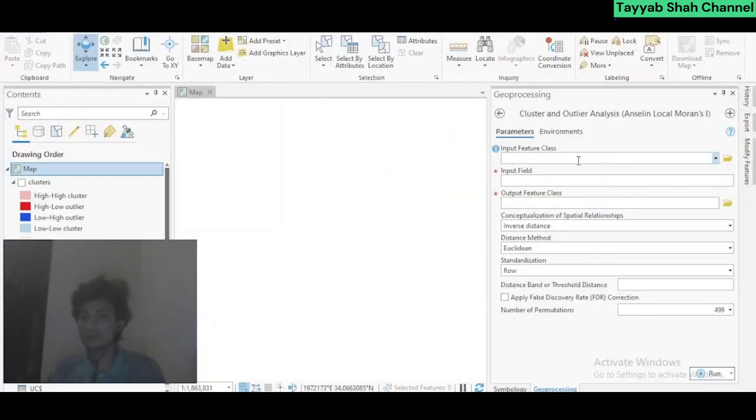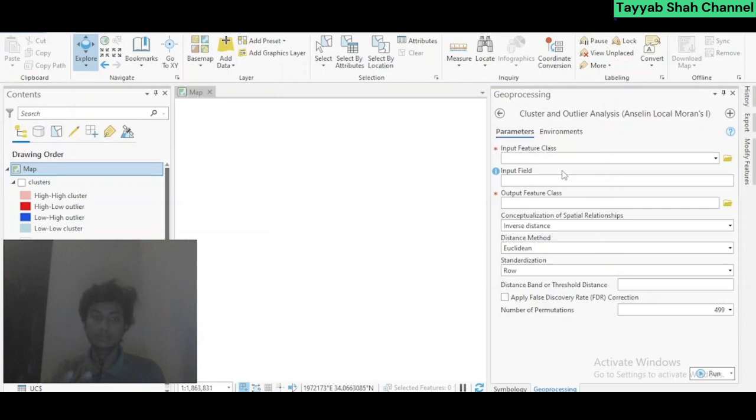First we have to input the feature class, which in our case, as I was explaining, is the union council map. We just have to input the union council feature class here. For the second input, we have to tell which field we are taking. In our scenario, we take the field called percentage of suitable buildings. So the Anselin Local Moran's I tool would find the clusters on the basis of that field.